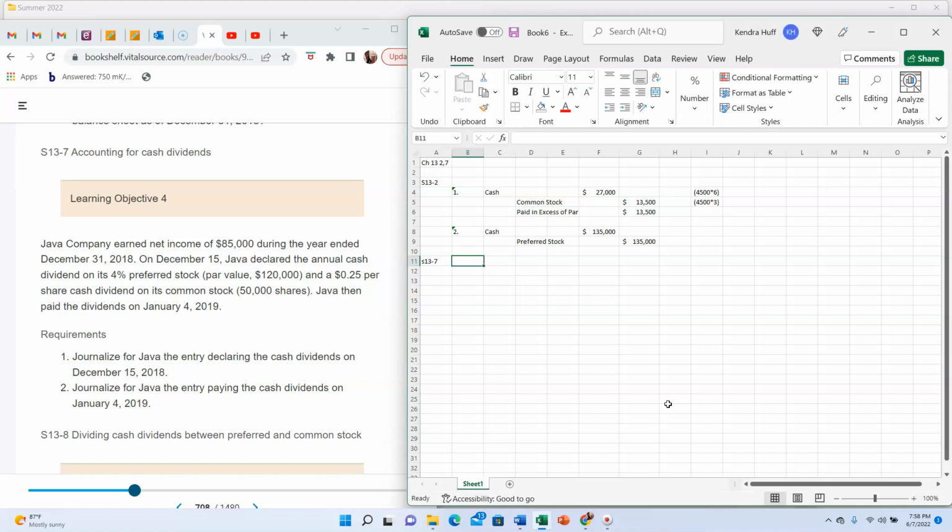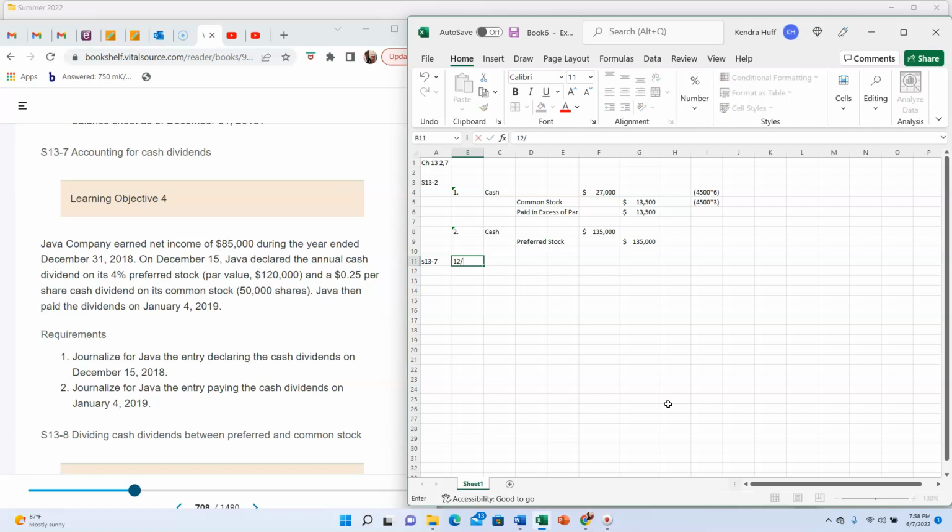All right, Java Company earned net income of $85,000 during the year ended December 31st of 2018. On December 15th, Java declared the annual cash dividend on its 4% preferred stock with a par value of $120,000 and a 25-cent per share cash dividend on its common stock, which there happened to be 50,000 shares of. Java then paid the dividends on January the 4th.